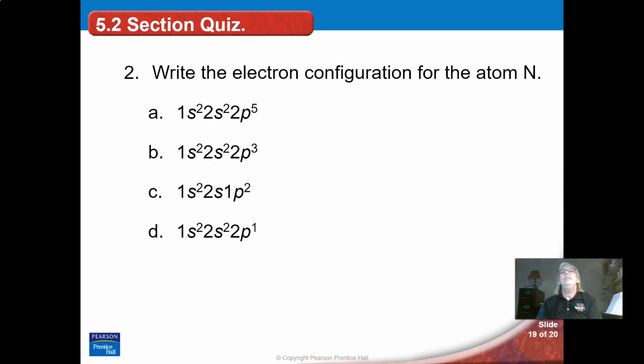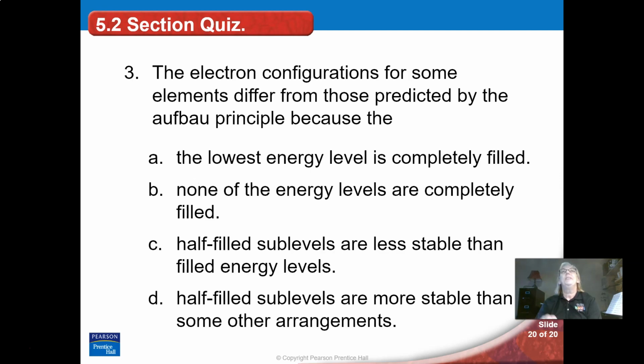Let's try the next one. How would you write the configuration for nitrogen? Go look up nitrogen, look at its number up top of its little square on the periodic table, and see if you can figure out how to write nitrogen. These are all basic elements that I could ask on quizzes and tests. So if you got that one, you did it right. It's element number 7.